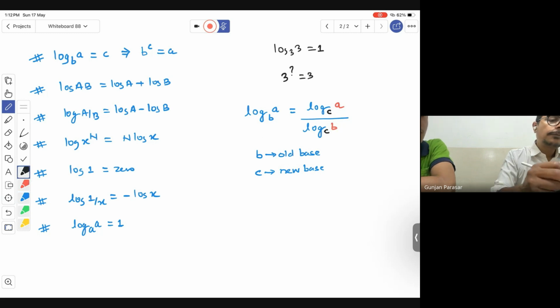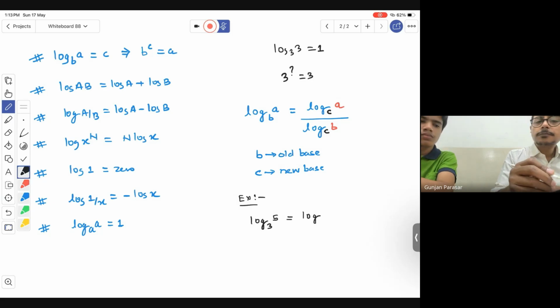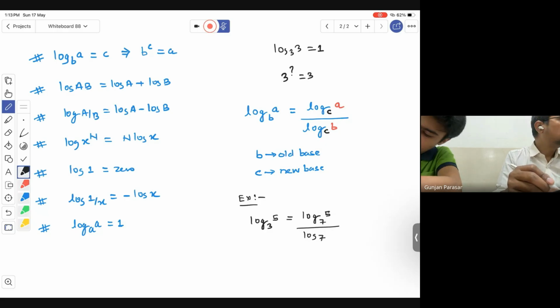For example, suppose I have log having base 3, input 5. The new base that I want to use is, suppose, 7. Okay, suppose 7. So I will write log having base 7, then 5 on the top. So 5 given to the numerator guy, 3 given to the denominator guy. Okay, this thing clear?